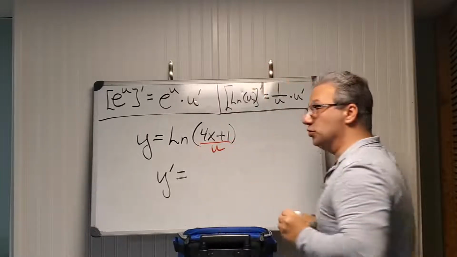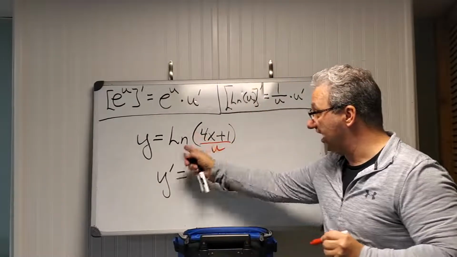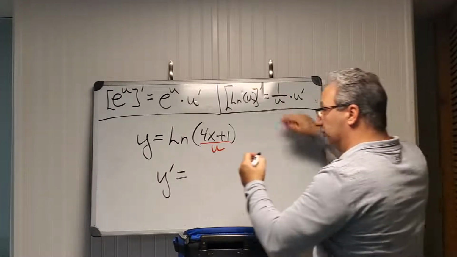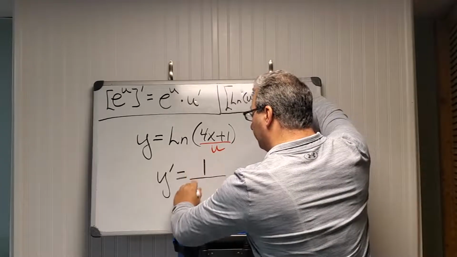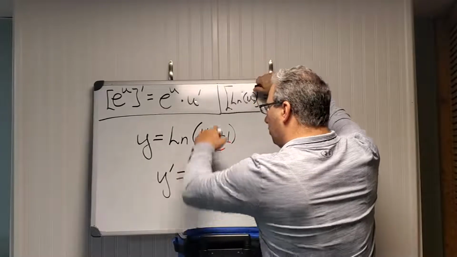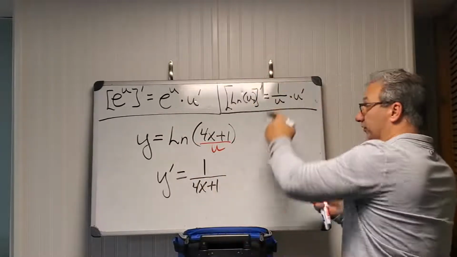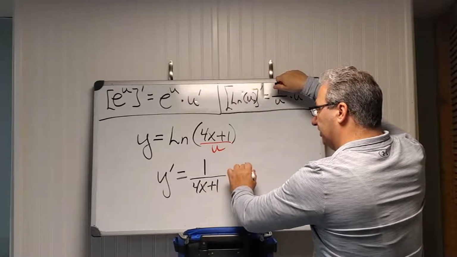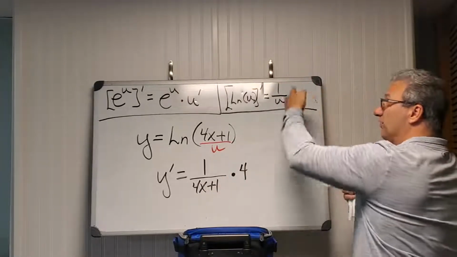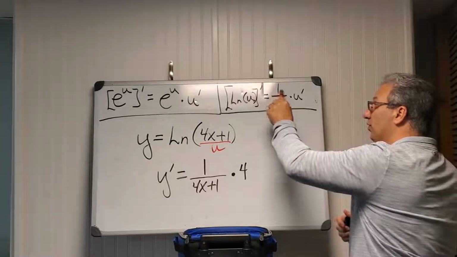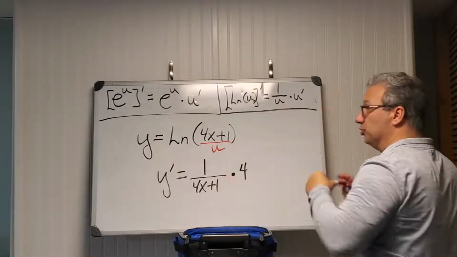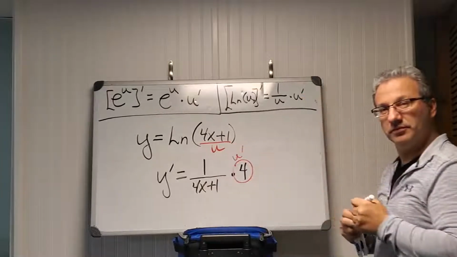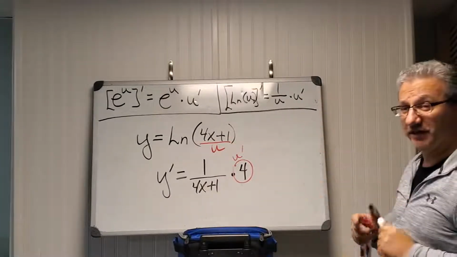So there's my u. Natural log of u. The derivative is 1 over u. So it is 1 over 4x plus 1. 1 over u. That's what I did. 1 over u times the derivative of 4x plus 1, which is 4. I followed this formula to the T: 1 over u times u prime. All right, this is u prime. I'm just matching that formula perfectly.